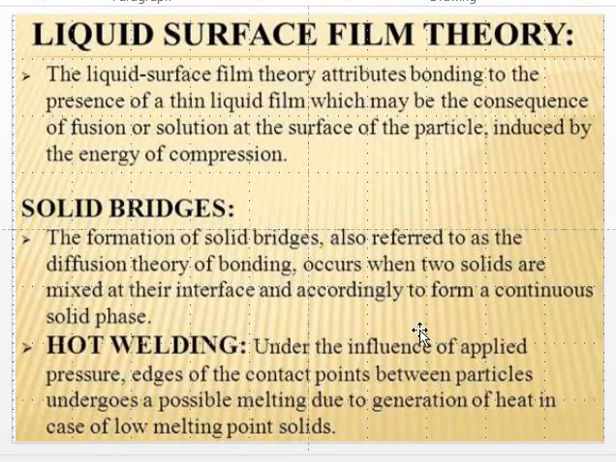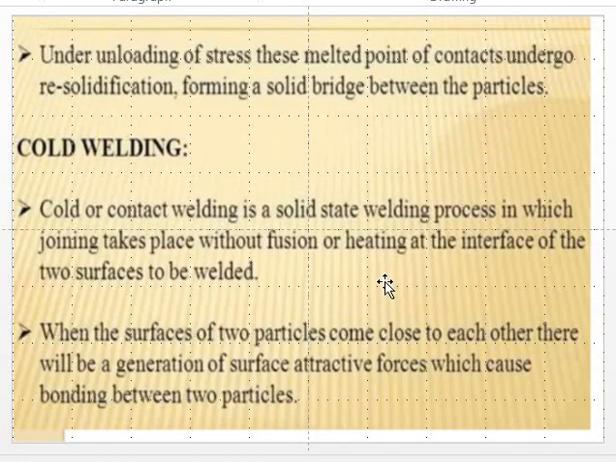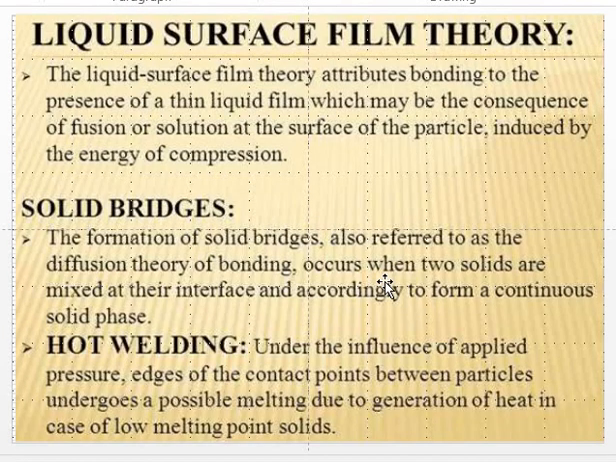Generally, the liquid surface film theory has, we can say, solid bridges, hot welding and cold welding. Now what is meant by solid bridges? The formation of solid bridges is also referred to as the diffusion theory of bonding, which occurs when two solids are mixed at their interface to form a continuous solid phase. So it is called solid bridges. It means two materials are attaching with each other by forming interparticular bridges.